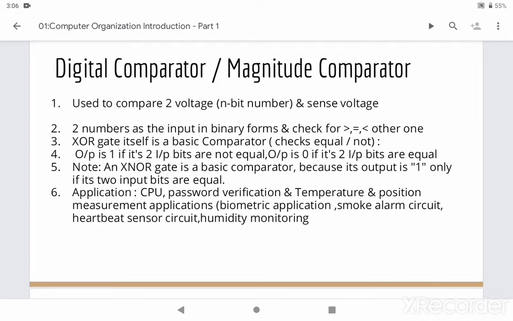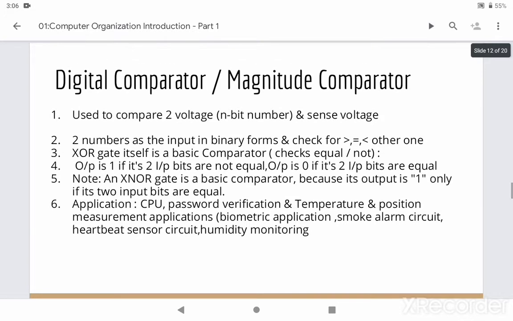It will also sense the voltage. So if any voltage error is occurring in our system, it will be detected by the digital comparator or magnitude comparator. It takes two numbers as input in binary form and checks whether one is greater than, less than, or equal to the other. So greater, less, equal, everything is checked here.